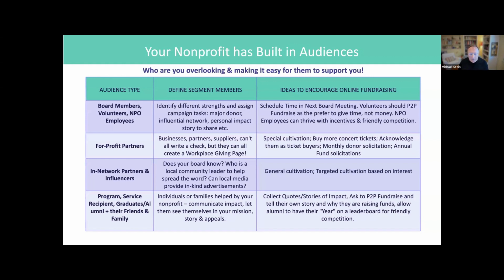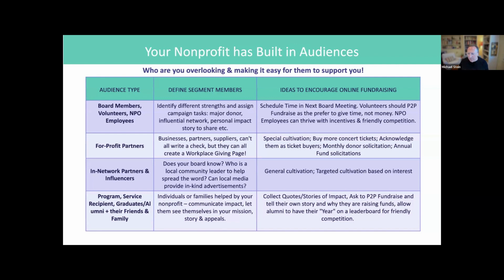And then last thing I'll say here, last but certainly I think most important, program and service recipients. And that could mean graduates of your program or alumni, and it also means their friends and family. So this is obviously a sensitive segment. They're the folks that are receiving your services. So likely they're not going to be the big major donors. But that doesn't mean that they can't be activated, and that doesn't mean that they don't have a story to tell. And so help these individuals that have gone through your program or received your services, tell their story. Help them to communicate their impact and let them see themselves in your mission when you're communicating to them in their stories and appeals.